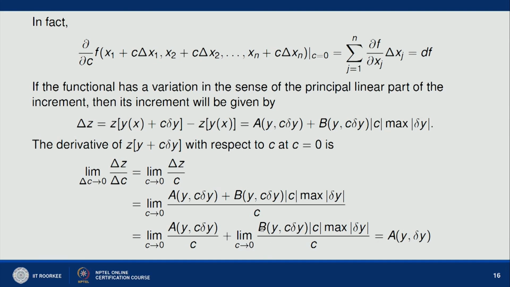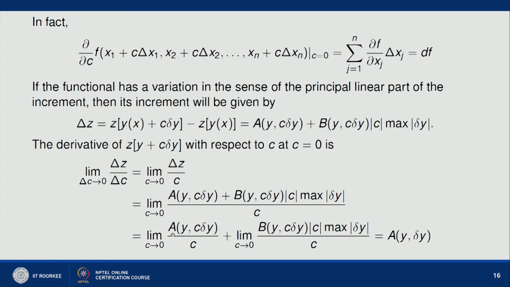Now, here as c tends to 0, this B(y, c delta y) is something which tends to 0. C tending to 0 means c delta y is tending to 0, and hence by the definition, your B is tending to 0. Whatever we are keeping here is a bounded function: modulus of c upon c is bounded by 1, and the maximum of modulus of delta y is also some fixed quantity, so it is also bounded. So as the limit c tends to 0, by the definition of B it will tend to 0.